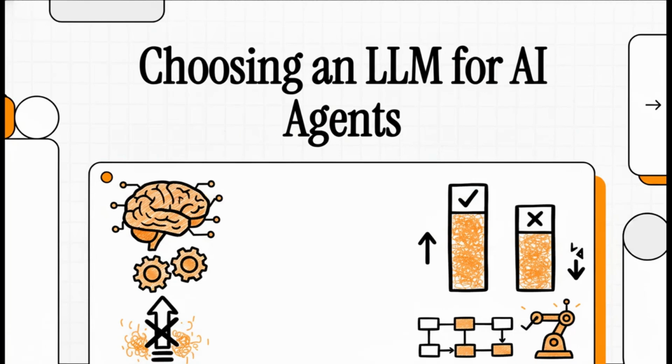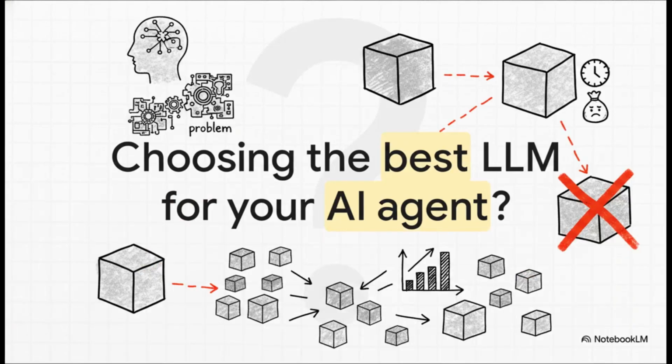Welcome to The Explainer. So, today we're tackling a really critical decision that anyone building AI agents has to make. How do you choose the right large language model? And look, if you get this wrong, you're not just being inefficient, you're basically building failure into your system right from the very start. So, if you're out there building an AI agent, you're definitely facing this question.